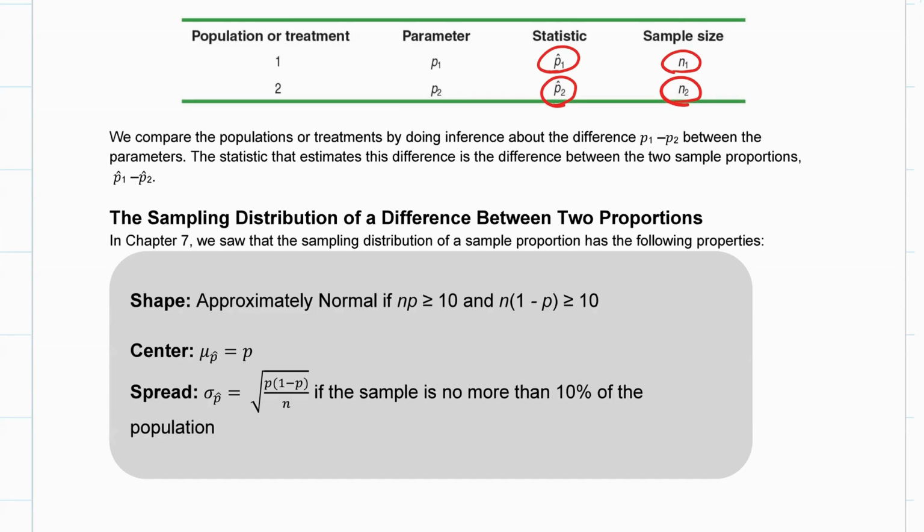Well, we know that with each single sample, let's say for p hat 1, the distribution is approximately normal as long as we get at least 10 successes and 10 failures. We know that the center of that distribution will be the same as the population proportion. And we also know that the standard deviation of the p hat is the square root of p1 times (1 minus p1) over n, as long as the 10% condition has been met, which guarantees independence.